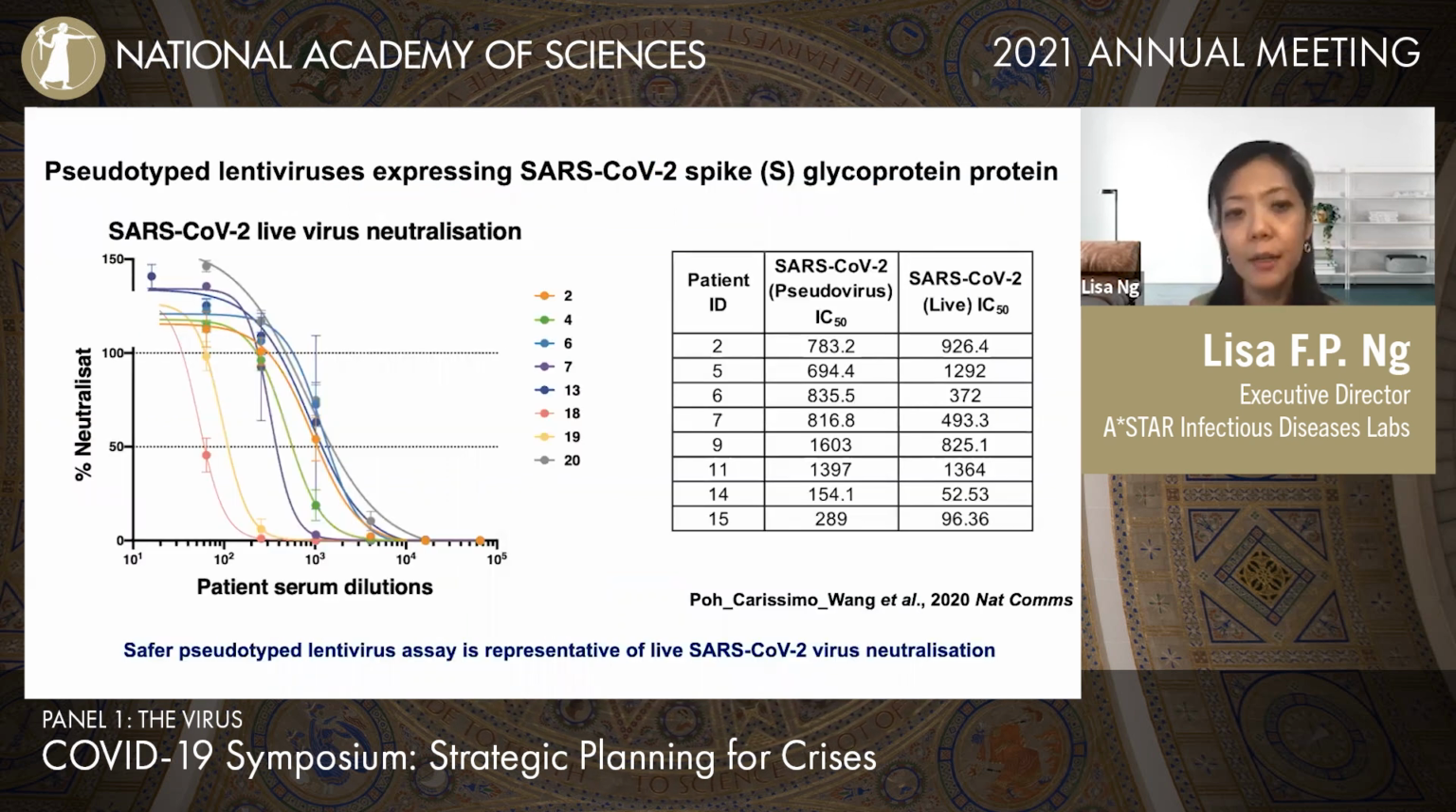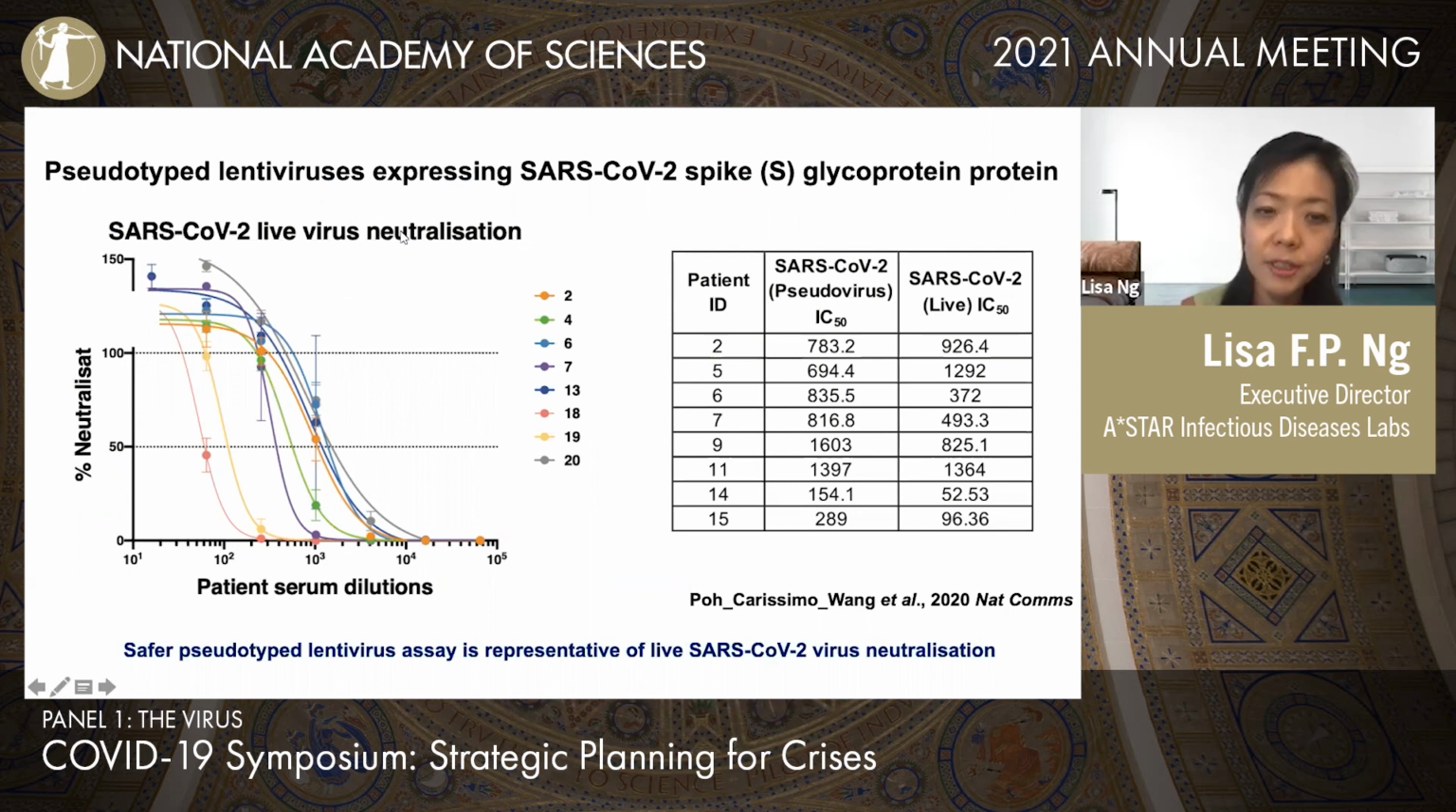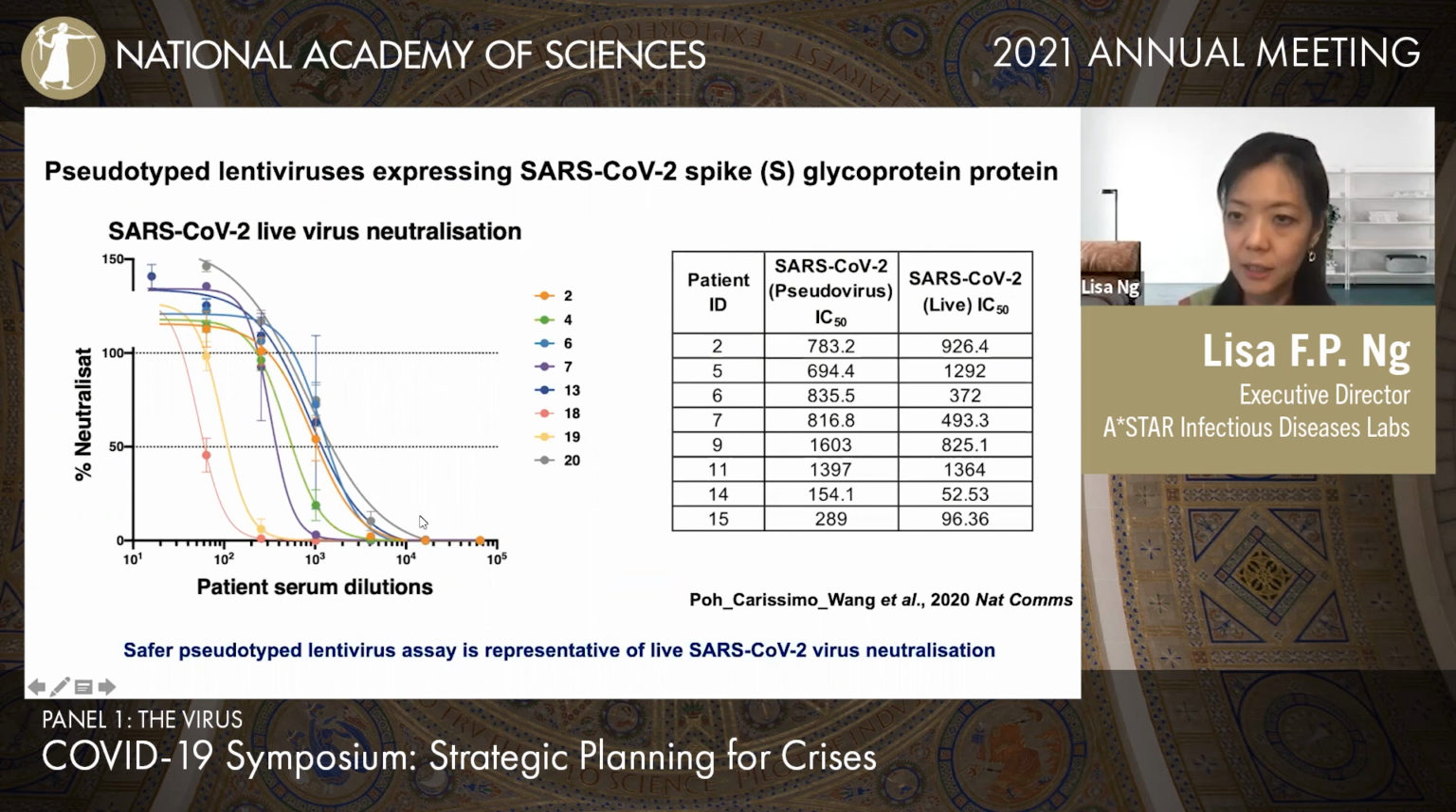But before that, we had to do a comparison of how this pseudotype virus assay was performing against a live virus. So working together with our collaborators from the Defense Science Organization, led by Brendan Hansen and his team, SARS-CoV-2 live virus neutralization was done with a selected group of the patient's antibodies.